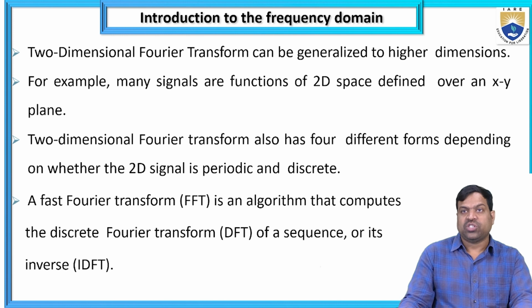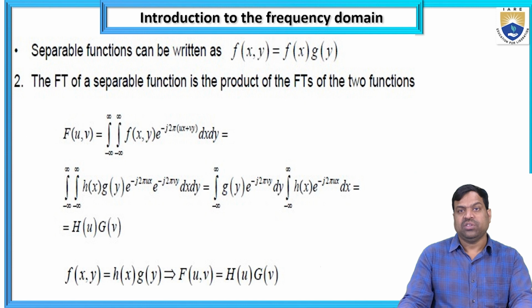So the two-dimensional Fourier transform can be generalized to higher dimensions. For example, many signals are functions of 2D space defined over an x comma y plane. Two-dimensional transformations take four different forms depending on whether the 2D signals are periodic and discrete. The fast Fourier transform is an algorithm that computes the discrete Fourier transform of a sequence, and the inverse transform is the IDFT.